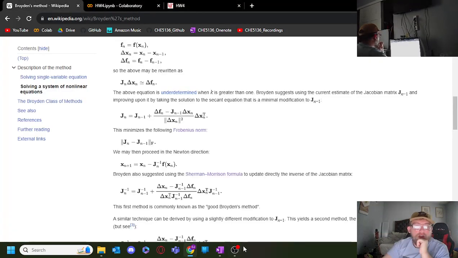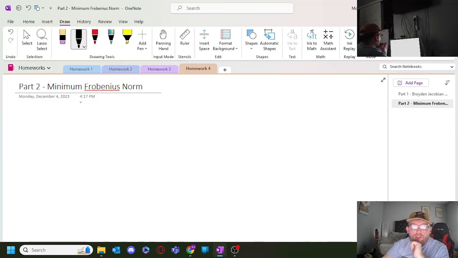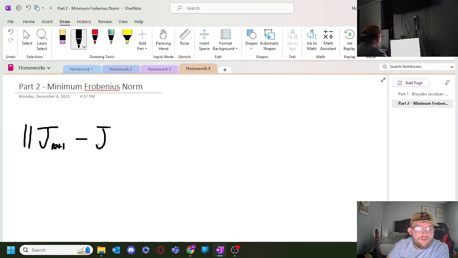So, bring back OneNote. What we are doing is we're minimizing the updated Jacobian k plus 1 minus the original Jacobian, and we're minimizing that.